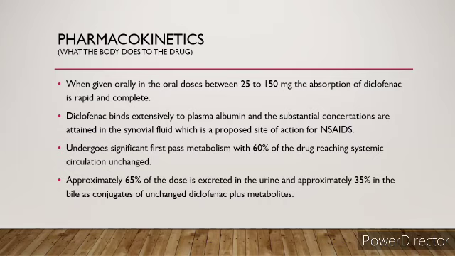Absorption is increased with foods or drugs which increase stomach emptying, like metoclopramide. Then metabolism is done within the liver, and it undergoes significant first-pass metabolism, with 60% reaching the systemic circulation. Then excretion: 65% is excreted in urine and 35% is excreted in bile.